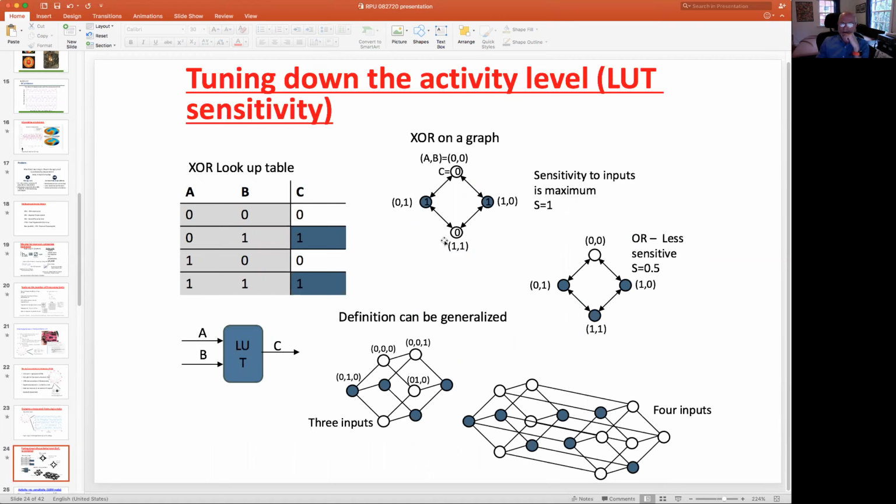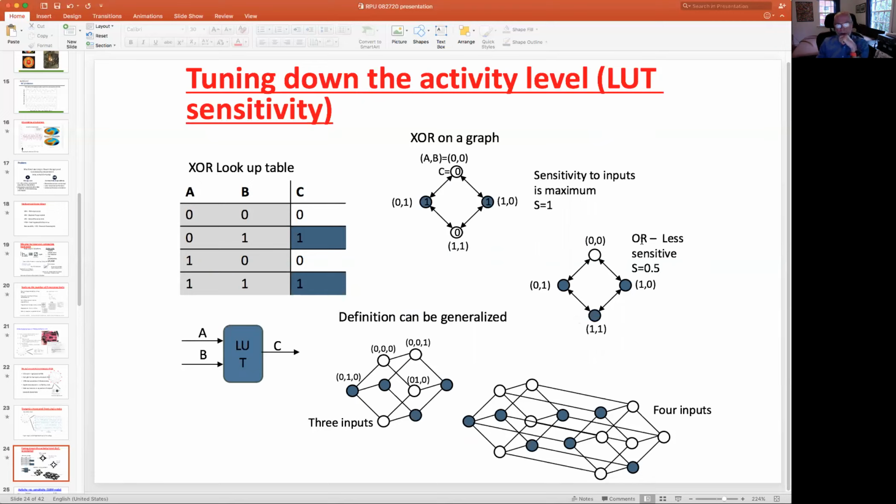So for instance, if the input is 1, 1 on this graph, the output is 0. If I change either of those inputs, left or right, to 1, the output changes to a 1. And that's true for all 4 possible input states. No matter which pin you change, if you change one input, it changes the output. So we're going to call this a sensitivity of 1. It's the maximum sensitivity as compared to other logic gate types.